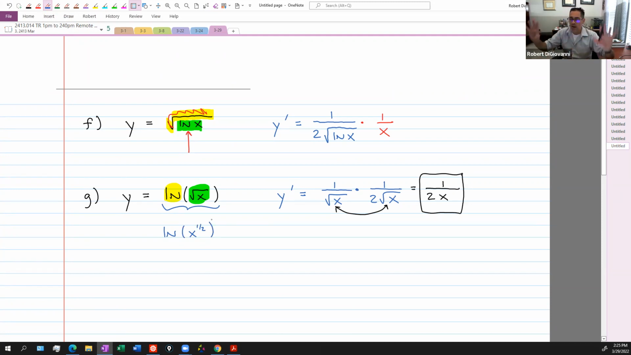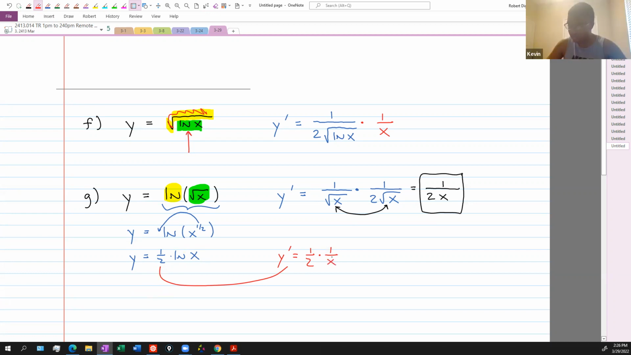I haven't done a derivative right now. I'm just rewriting it. This is what y is. Then I'm going to use the property of logs. I'm going to bring this power out front. And that's 1/2 times natural log of x. And now take the derivative. What happens to the 1/2? Comes for the ride, right? Because it's a constant out front. What's the derivative of natural log of x? 1 over x. Isn't that the same as 1 over 2x?